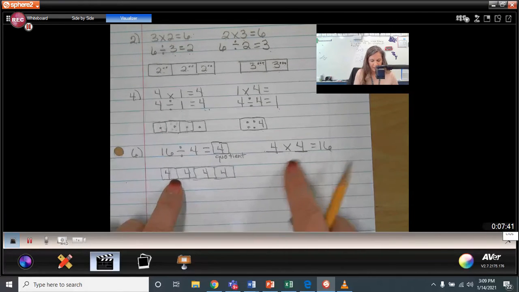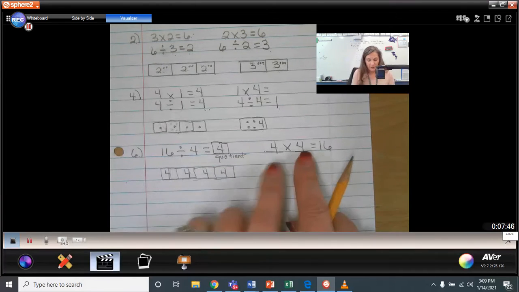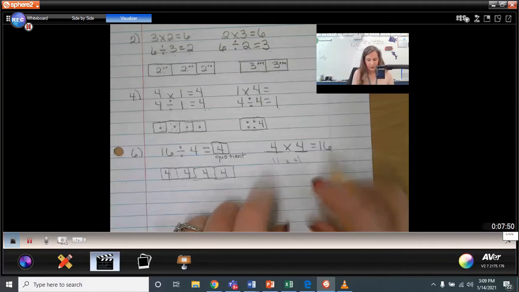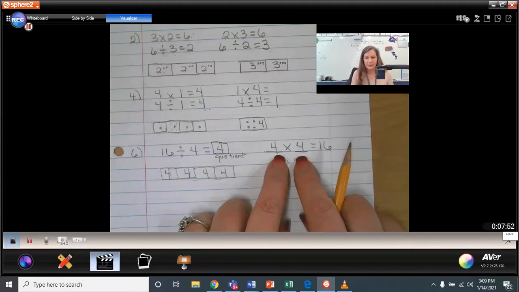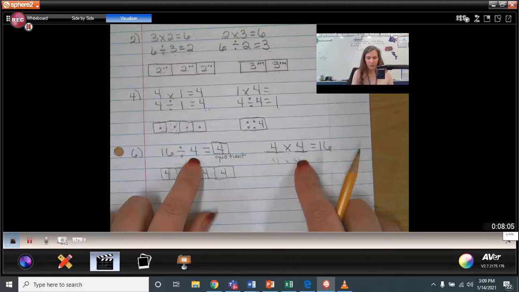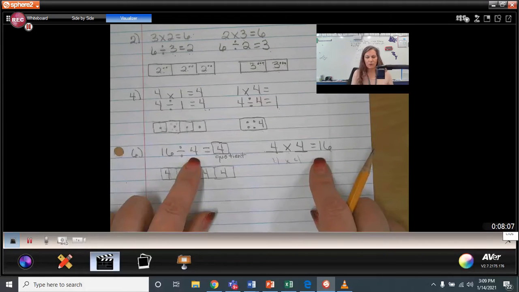Remember, since these have the same factors, if I were going to make a fact family from this, you wouldn't put another 4 times 4. There wouldn't be any reason to. It would look exactly the same. So unless the factors are different, you're going to only have 2 equations in this particular fact family. It would be 16 divided by 4 equals 4, and 4 times 4 equals 16. So 2 equations for this particular problem.